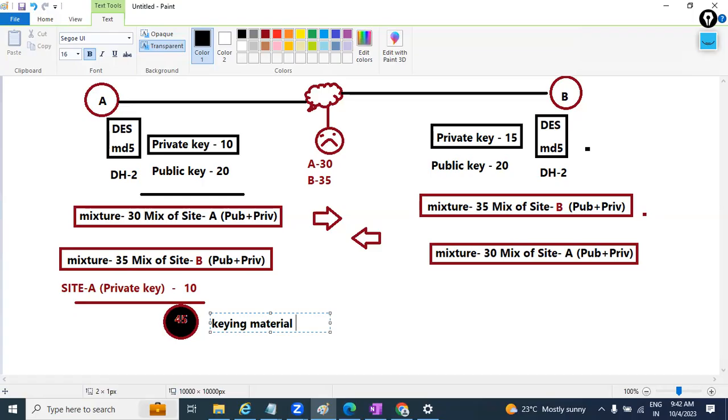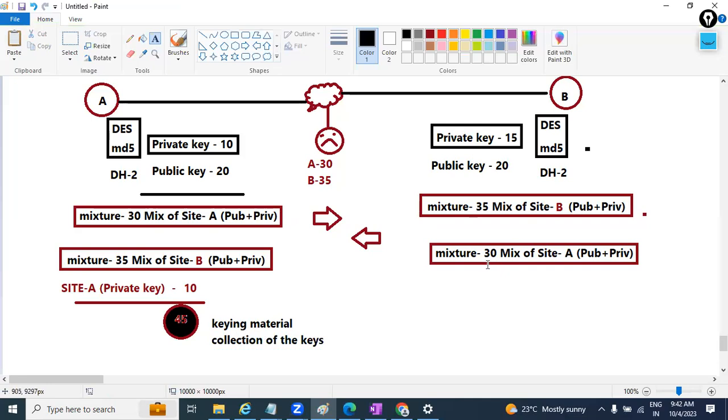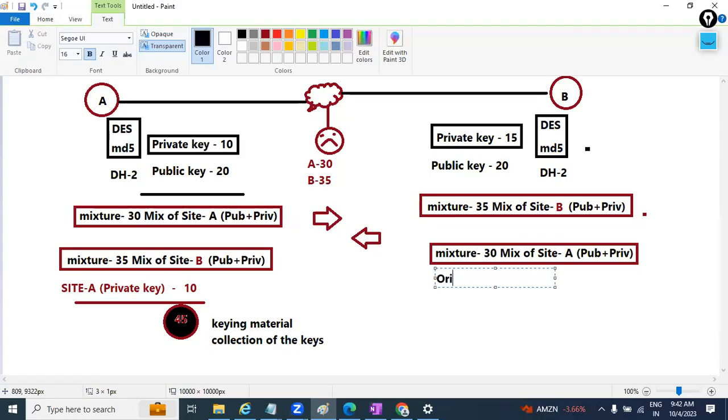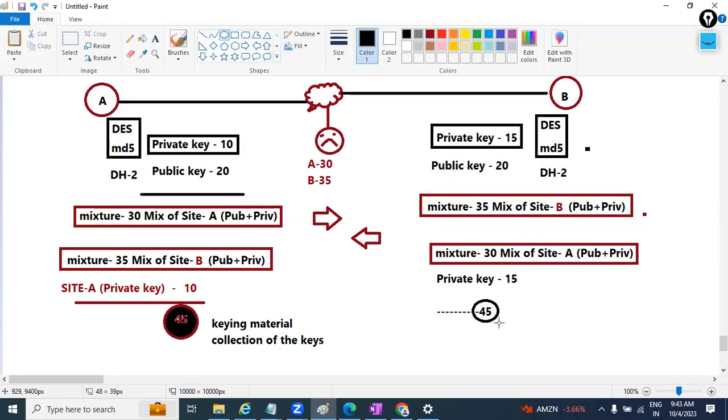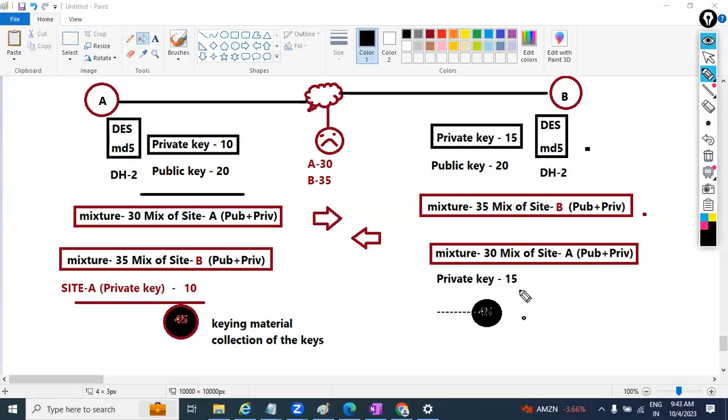Keying material means a collection of the keys. Same on this side. I have the mixture of side A, this is 30. As side B, let me add my private key. What is my private key? 15. So what would be the total mixture here? 45. The number is the same or not? This 45 and this 45 are the same or not?